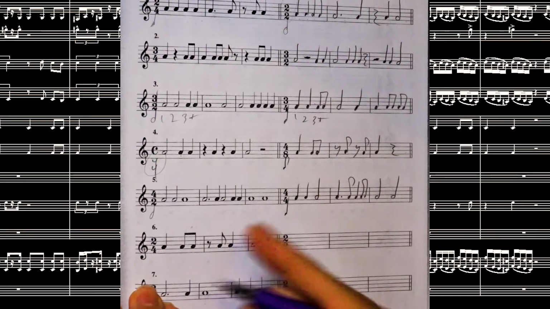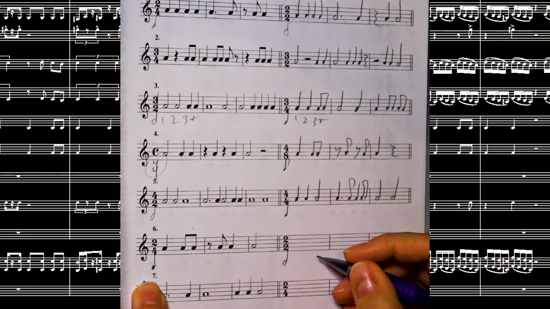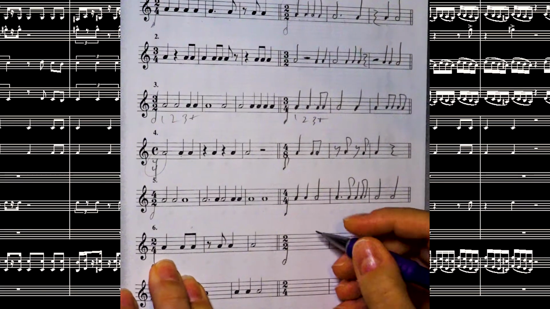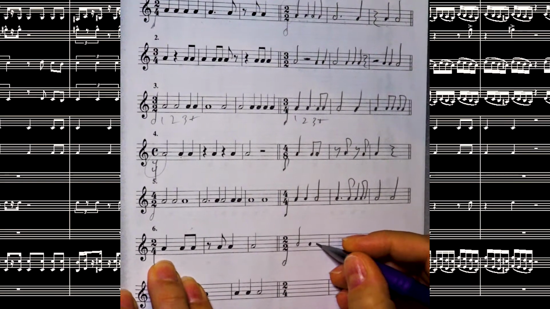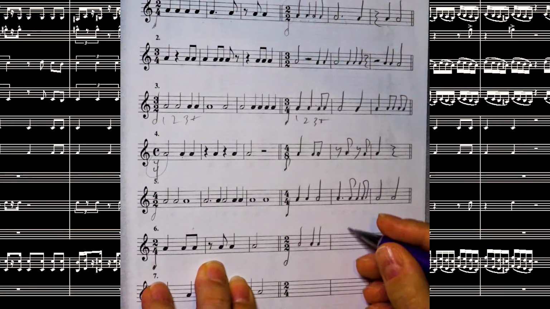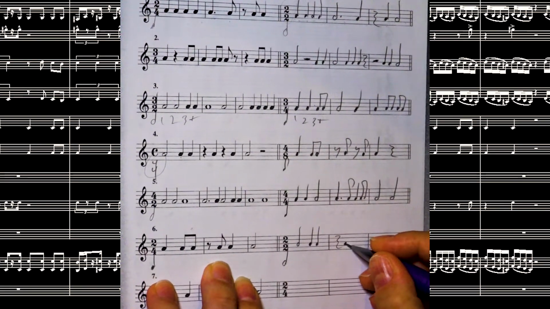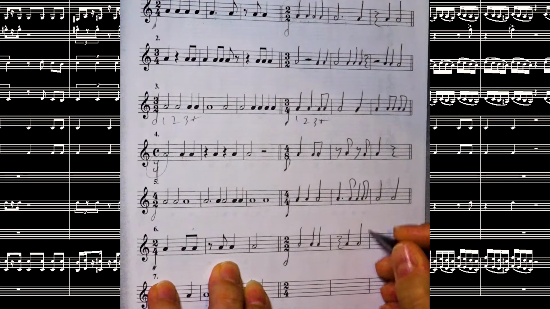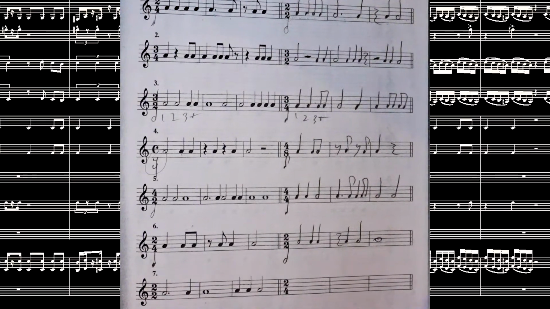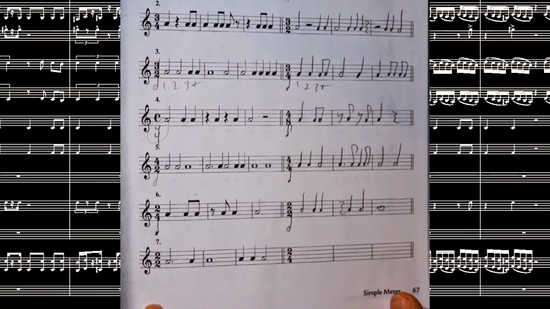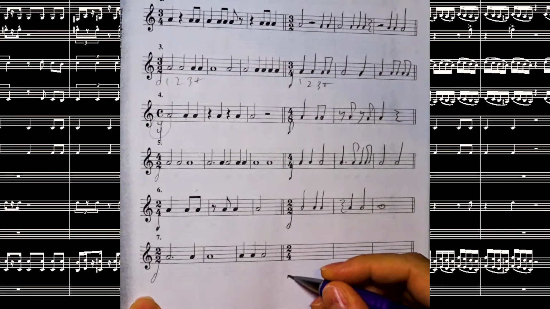All right, let's go through the last two fairly quickly. Quarter. That's the note you need. Makes one beat. Turns into a quarter. Half note gets a beat. Quarter gets a beat.